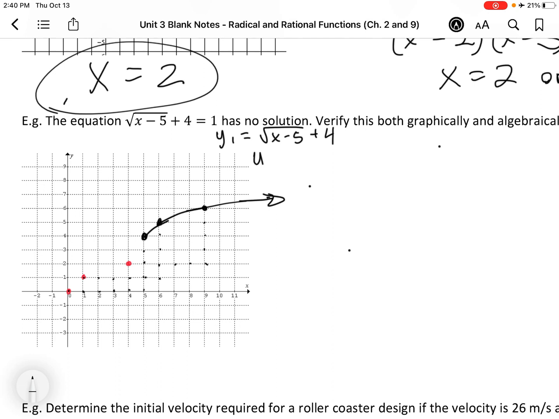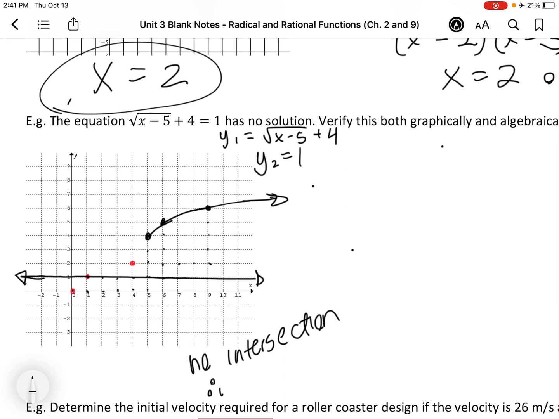So that's y1. y2 equals 1, which is just a horizontal line over here. Okay, these will never intersect. Therefore, there's no solution.